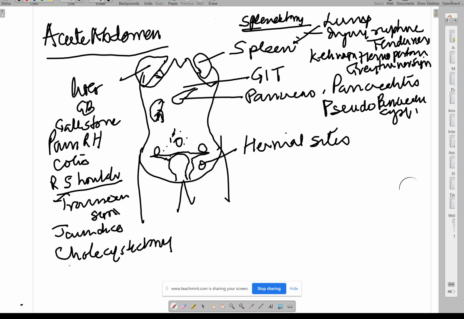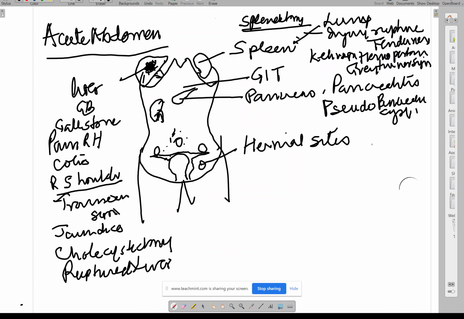The liver itself can be ruptured. And if there is a laceration in the liver, you take the rectus abdominis muscle, crush it, feed it here, and apply deep tension sutures to create pressure and hemostasis. So a ruptured liver is treated like this. Then the pancreatitis and pseudopancreatic cyst.